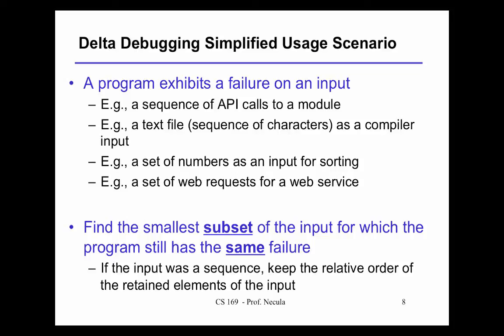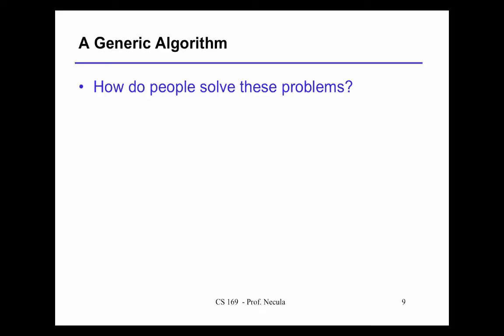So the input is really a sequence, and our algorithm works with minimizing sets, so whatever subset of the inputs you are retaining, they have to retain the same relative order. Keep them in the same sequential order. Any other question? Is this clear? Okay. So how would you solve this problem? I'm sure you have at least an idea, and you might actually come very close to delta debugging.